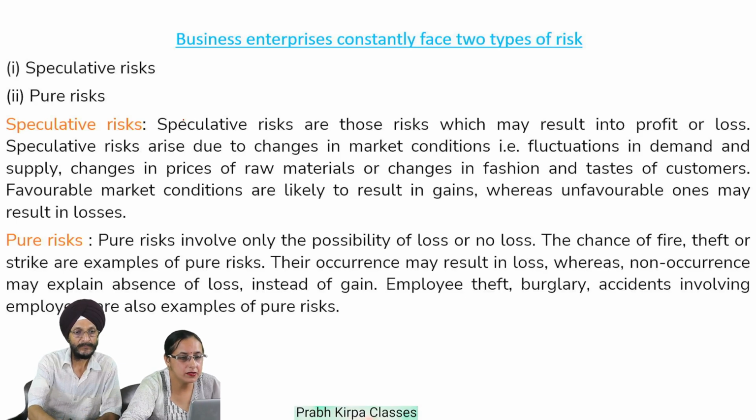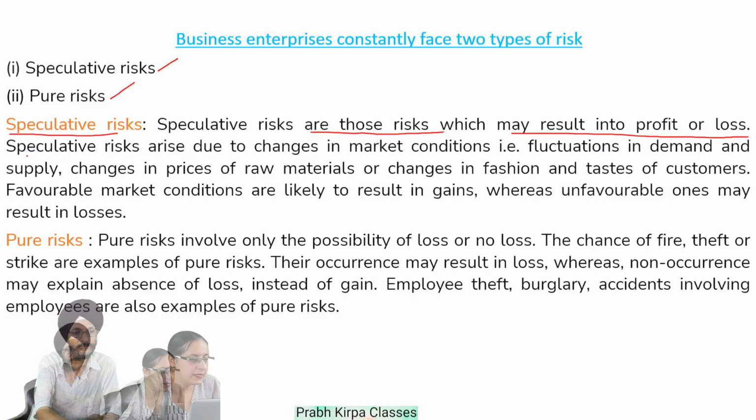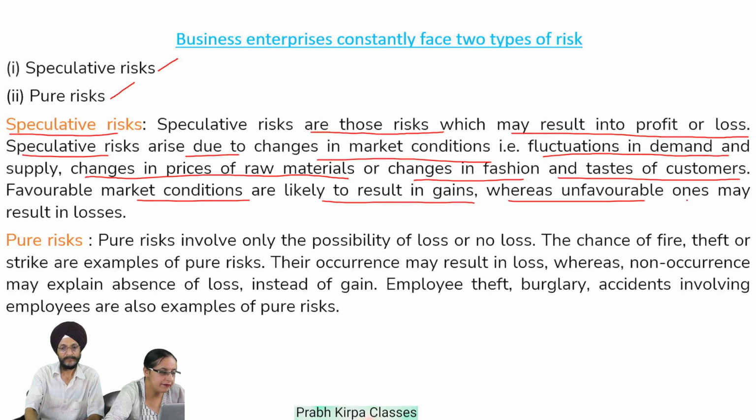Business enterprises constantly face two types of risk. Number one, speculative risk. Number two, pure risk. Speculative risk. Speculative risks are those risks which may result into profit or loss. Speculative risk arise due to changes in market conditions, that is, fluctuations in demand and supply, changes in prices of raw materials, or changes in fashion and taste of customers. Favorable market conditions are likely to result in gains, whereas unfavorable ones may result in losses.